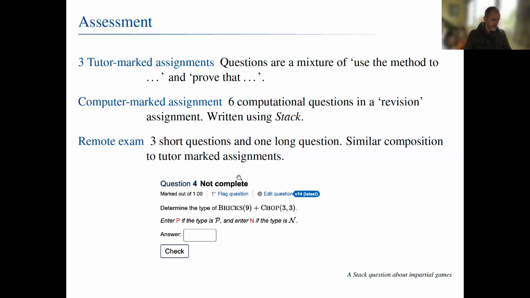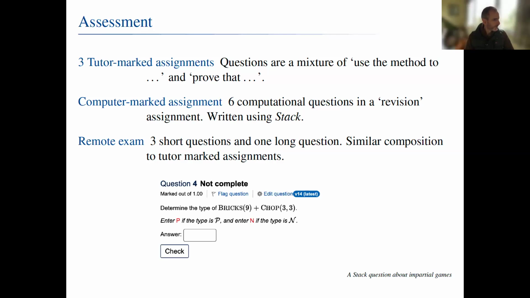An example of a question, this is not a question from that particular assignment, because that would be a spoiler, but this is from a practice quiz which are available through the year. But this is the sort of thing you can do. So you can create, in this case, a combinatorial game theory question about determining the types of a particular combinatorial game. And you can code all this stuff up in Stack.